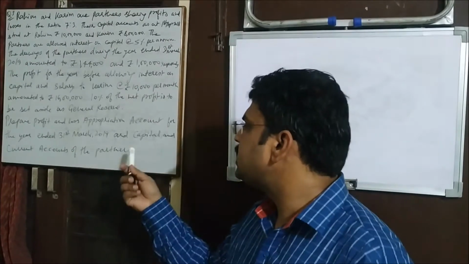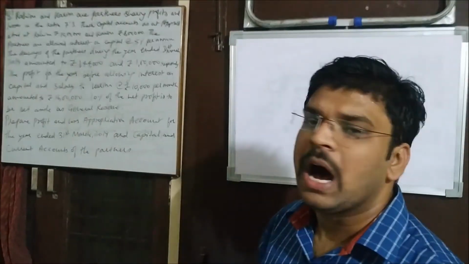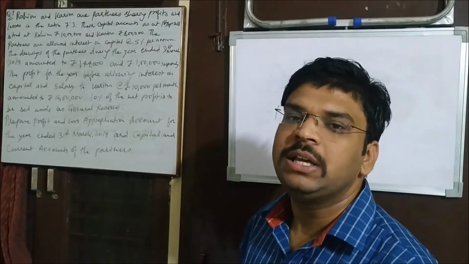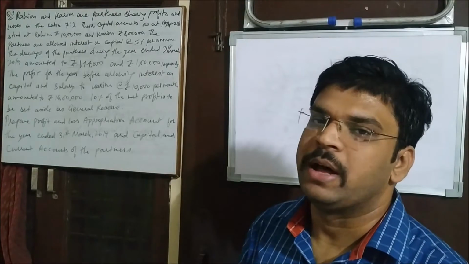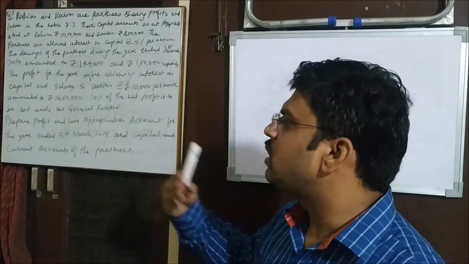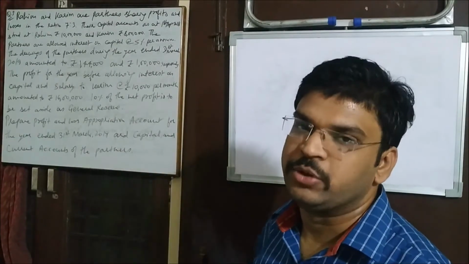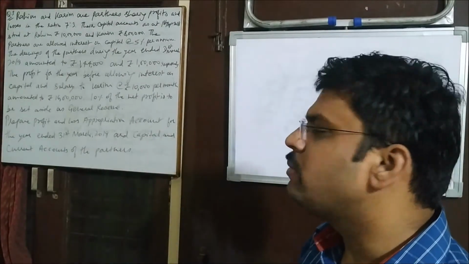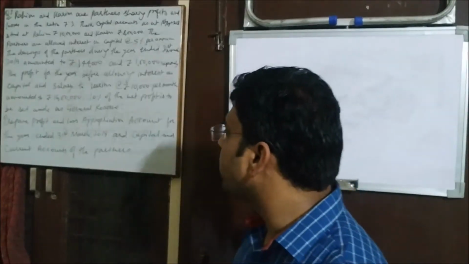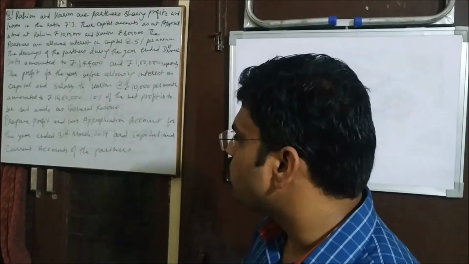You can notice here, when capital and current accounts both are being asked, it means they are maintaining capital on the basis of fixed method. Understood? If they had mentioned that as per fixed capital method prepare capital account, even then we would do the same treatment, but they have separately mentioned. That's pretty good for us. Okay, so directly let's start with profit and loss appropriation account.